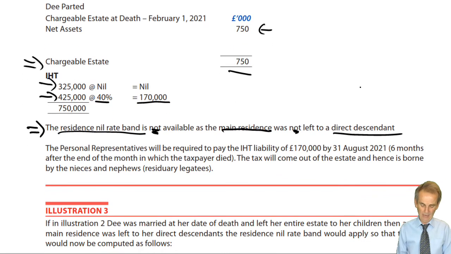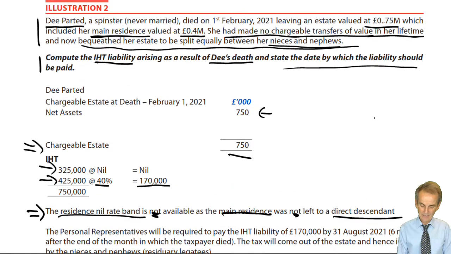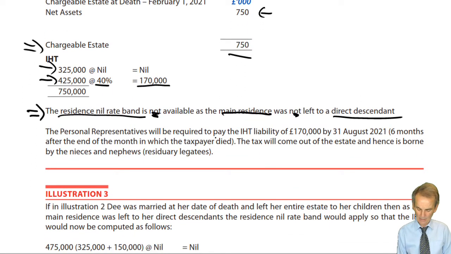Now, in this particular exercise, they ask you also to say, as part of the answer, state the date by which the liability should be paid. Our hero here, D, died on the 1st of February 2021, so 6 months after the end of the month in which the death occurred. So we'll have a requirement to pay that liability of 170 by the 31st of August 2021, as we said, 6 months after the end of the month in which the taxpayer died.